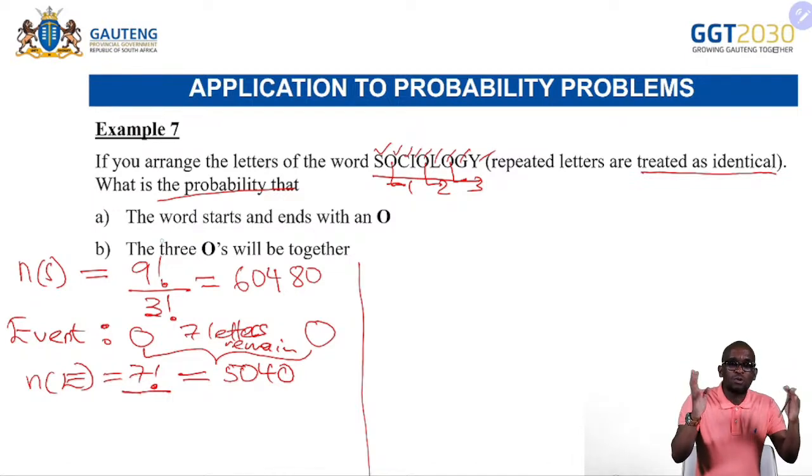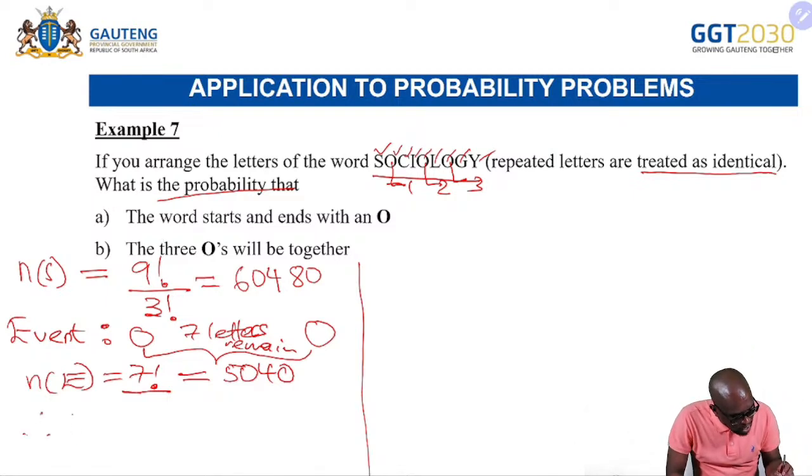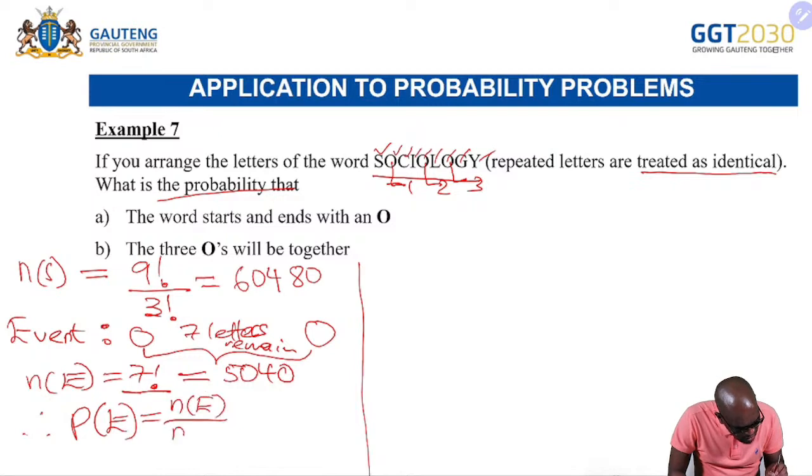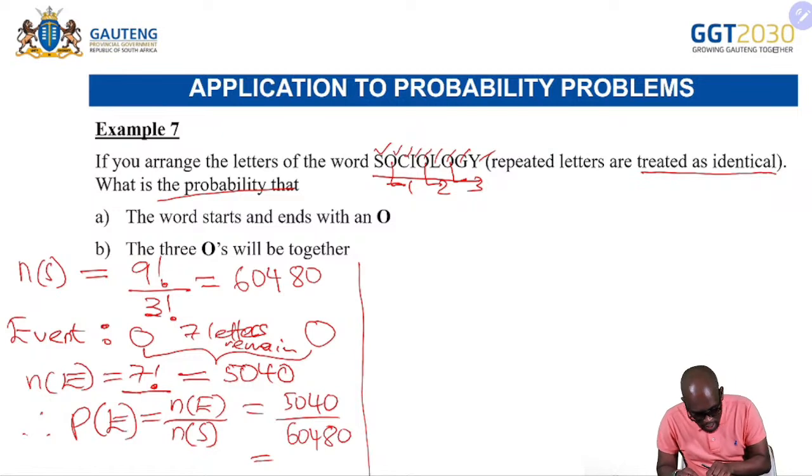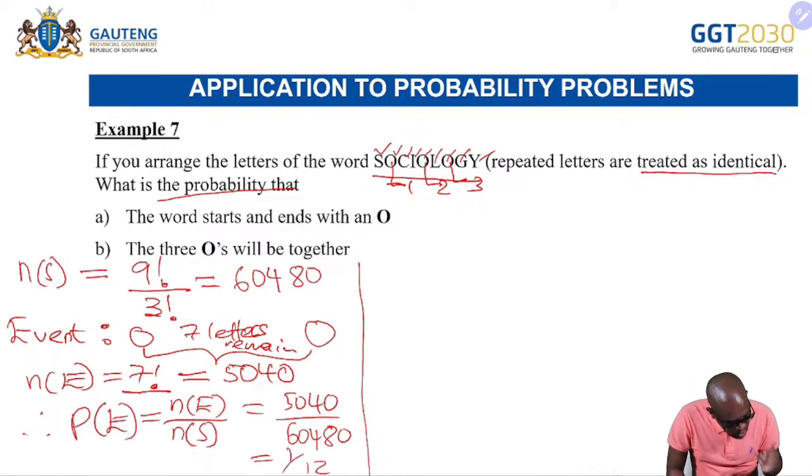If you start and end with O, then you no longer have any repeated letters in this case. So in order for you to calculate the probability of an event E occurring, you'll be taking the number of elements in the event, divided by the number of elements in the sample space. This becomes 5040 divided by 60480. If you calculate that, it gives you 1/12. So your probability of starting and ending with letter O would be 1/12.